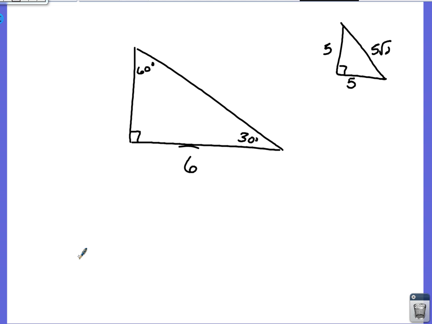Remind me, if you're given the short side, to go from here to here, you double. From short side to hypotenuse, you double. From short side to medium side, you multiply by root 3. So how do I go from here back to here? If you multiply by root 3 to go here, then you divide by root 3 to go back. 6 divided by root 3.